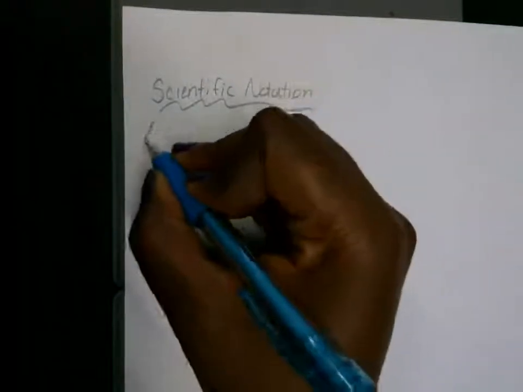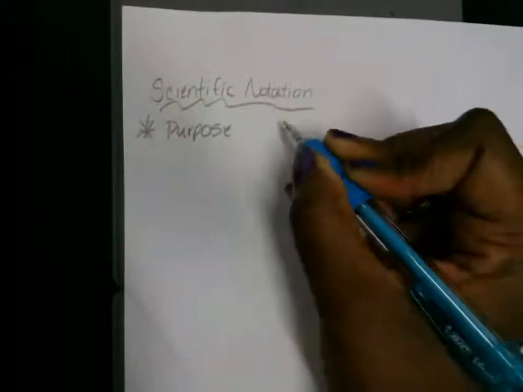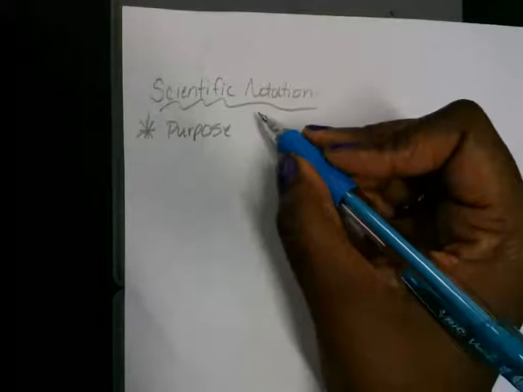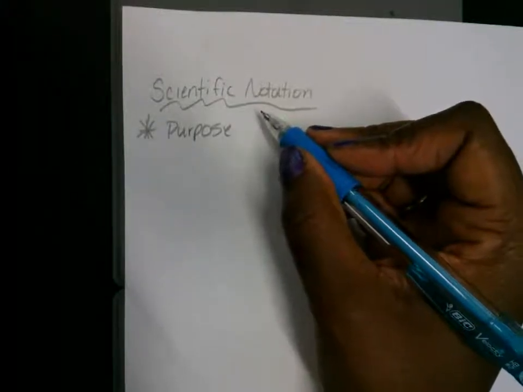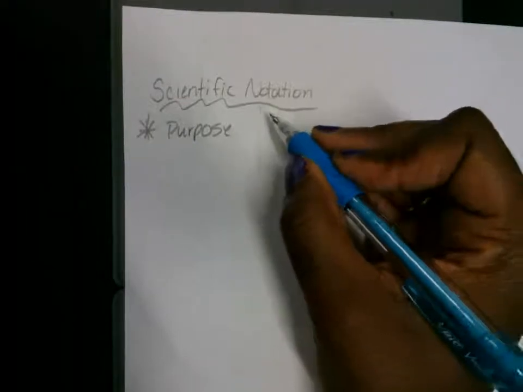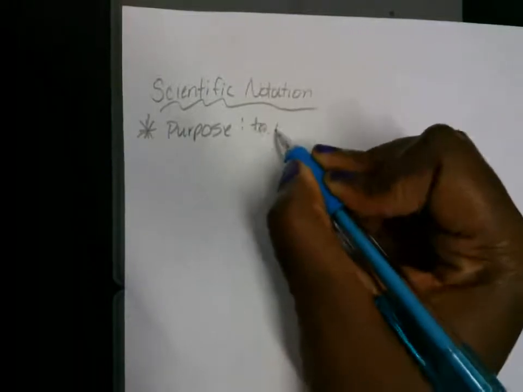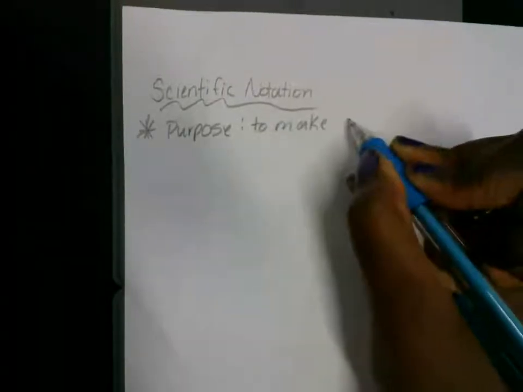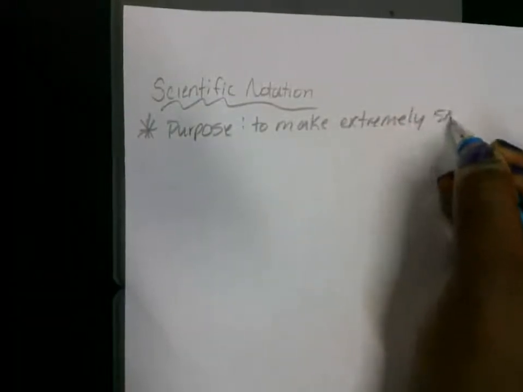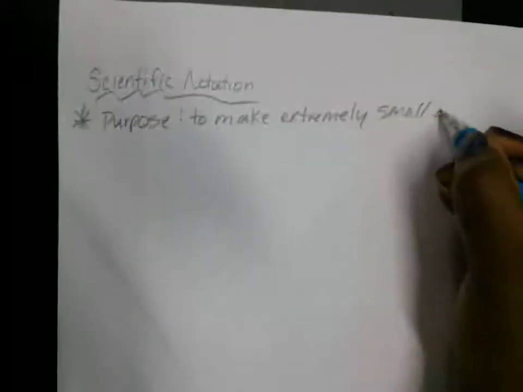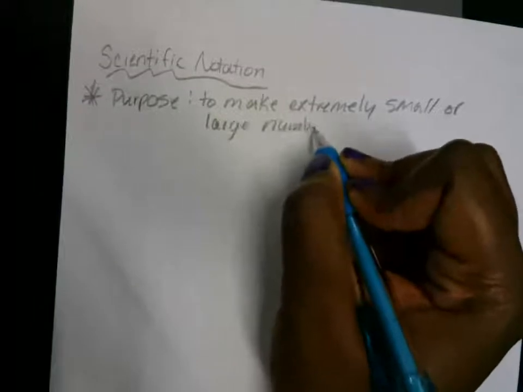With scientific notation, the purpose of scientific notation is to write numbers that are extremely small and numbers that are extremely large to make them readable. So the purpose is to make extremely small or large numbers readable.